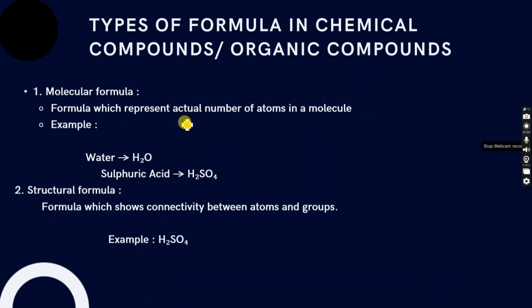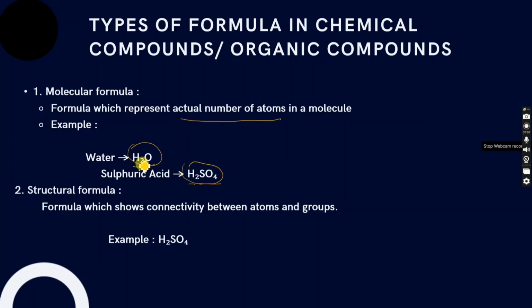For example, water. Water has 2 hydrogen and 1 oxygen. That's how we write the molecular formula of water as H2O. In sulfuric acid, there are 2 hydrogen, 1 sulfur and 4 oxygen. So the formula is H2SO4. That is the molecular formula of sulfuric acid. That's how you write the molecular formula: in this case water is H2O and sulfuric acid is H2SO4.